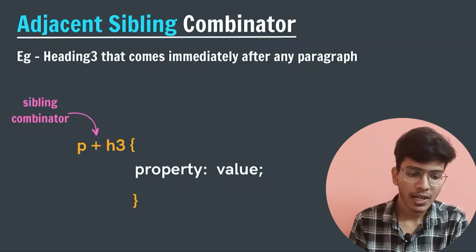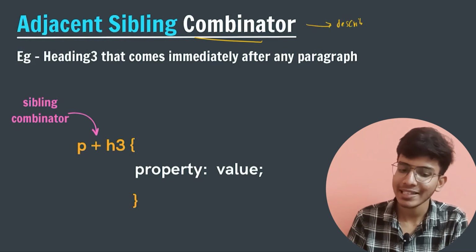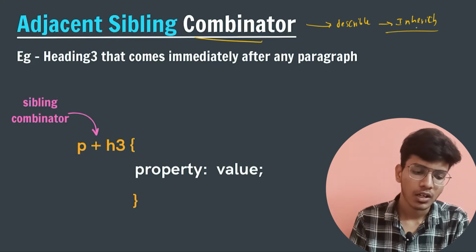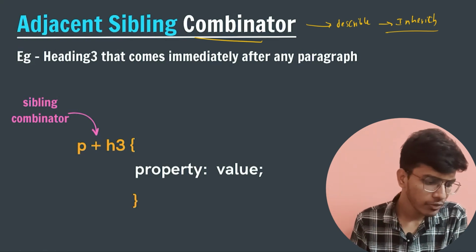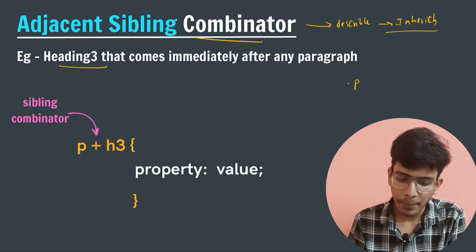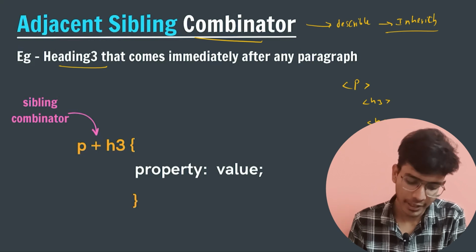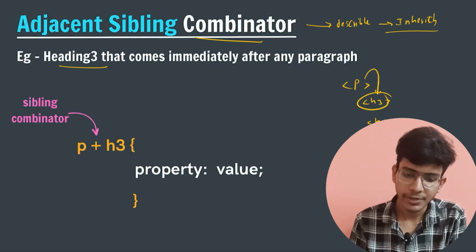Now there is a concept called combinators, which describe at what hierarchy the elements are, which demonstrates the hierarchy of HTML elements. So combinators are used to combine multiple elements at once. Whenever we give the plus operator, what happens is that the h3 that comes immediately after the paragraph is selected. Let's say here I have a paragraph tag, and then I have three h3 tags like this. It will give styling to the immediate sibling, right?